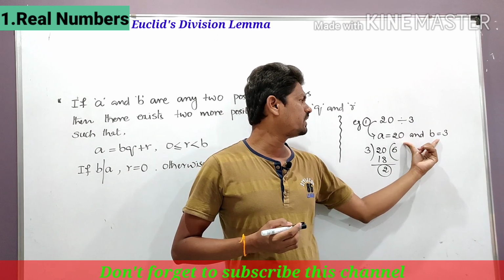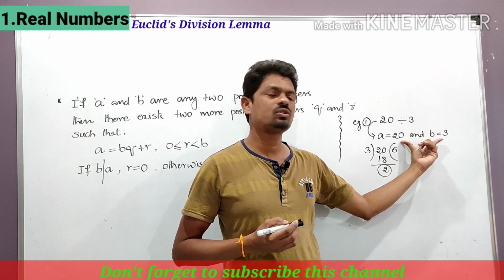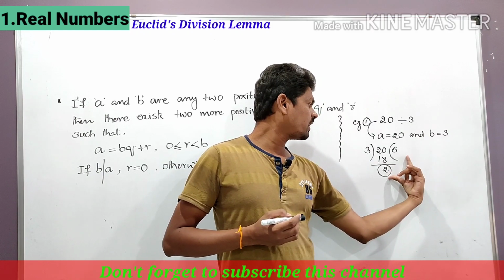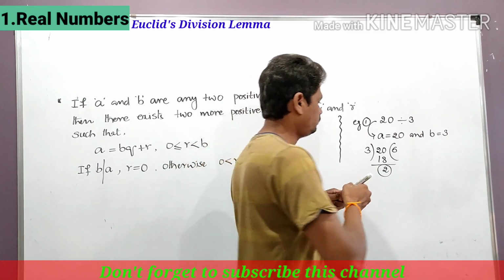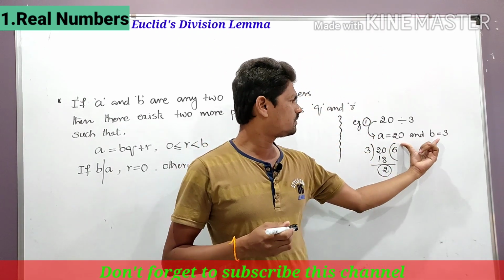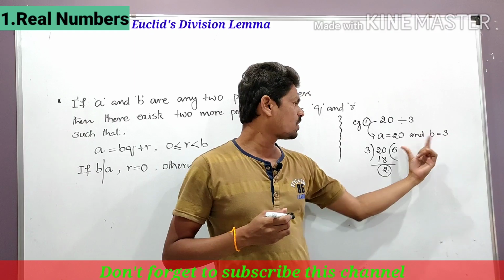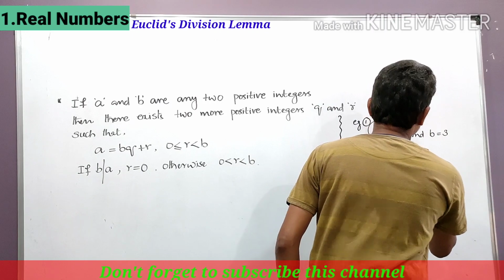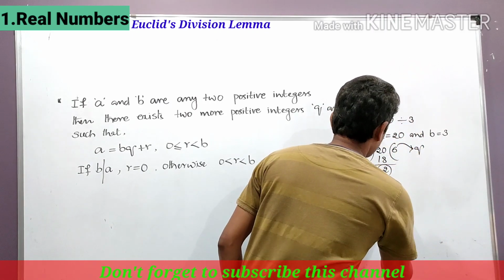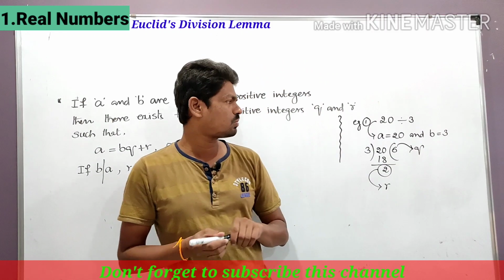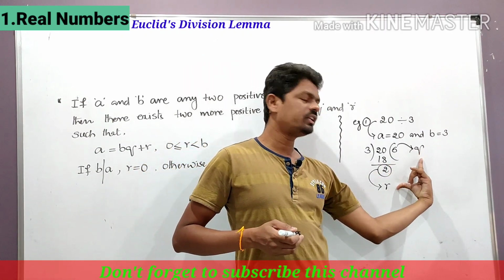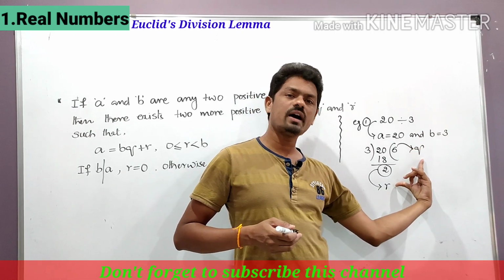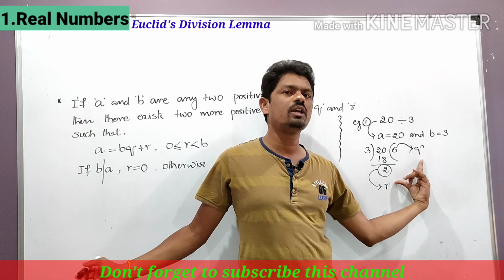So if we divide 20 by 3, upon dividing 20 by 3 we are getting two more positive integers q and r. This 6 is called the quotient q, student, and this 2 is called the remainder, denoted by small r. By dividing 20 by 3, we get two more positive integers q and r, satisfying the condition a is equal to b into q plus r.